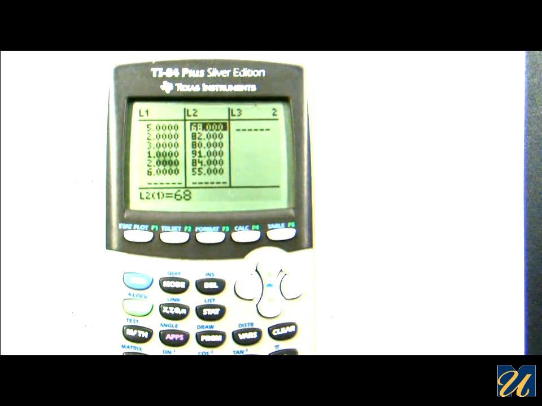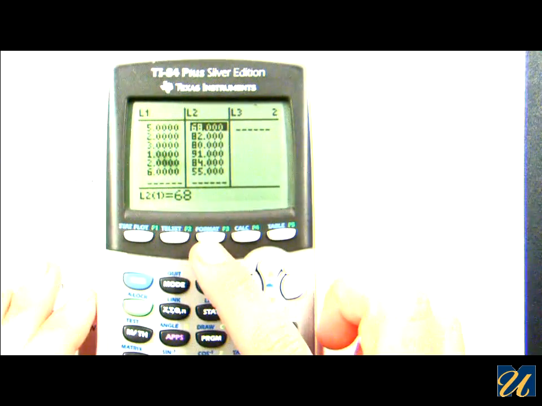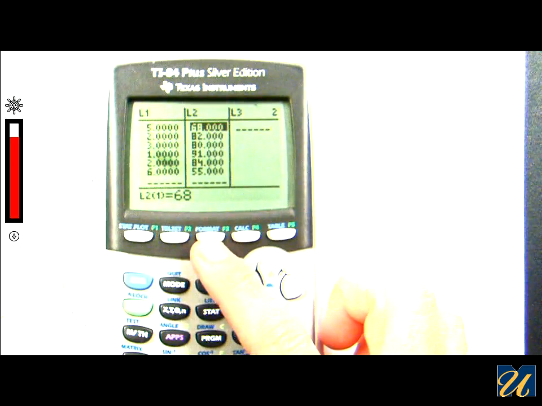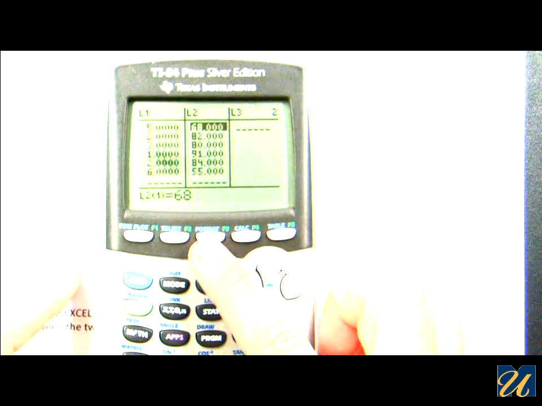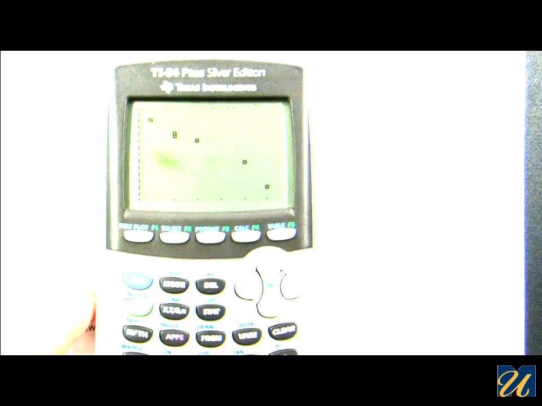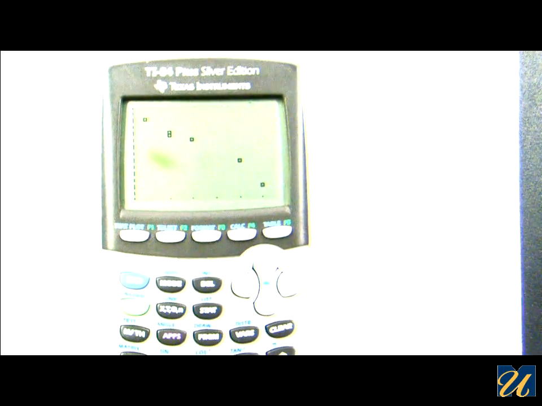To take a look at the scatter plot, all you need to do after you enter your values is go to Zoom. Zoom is the third key on the top line, and 9. And this will give you the scatter plot. So once again, for the scatter plot, we enter our variables, Stat, Edit, L1, L2, and then Zoom and number 9.